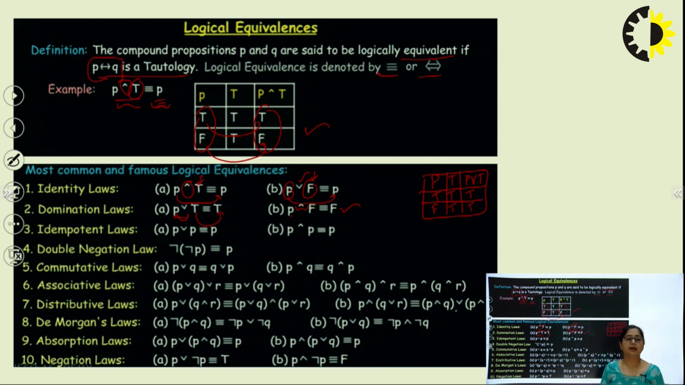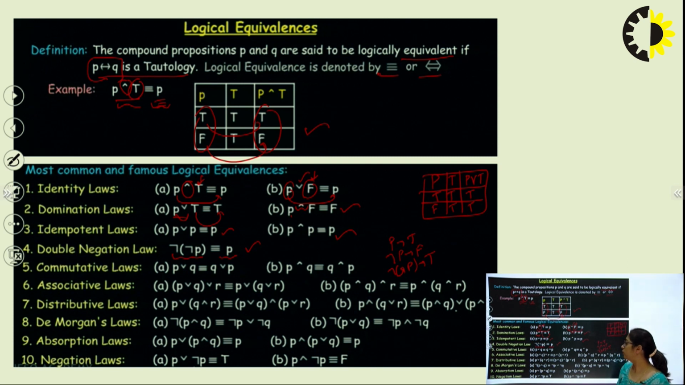The third one is the idempotent law. Idempotent means an operation applied to itself. So P disjunction P is logically equivalent to P, and P conjunction P is logically equivalent to P itself. Next is the double negation. So negation of negation. Suppose P is true. Then negation of P is false, and negation of that is again true. So this is the double negation law, where these two statements are logically equivalent.